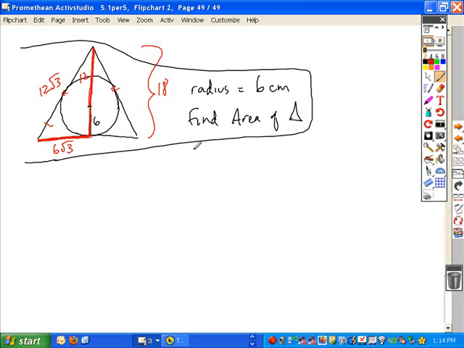And you have your area is equal to 1/2 the base of 12 root 3 times the height of 18. And you can calculate. Probably easier, 2 goes into 18, 9. 9 times 12 gives you 108 root 3. It's an area, so it's measured in two dimensions.